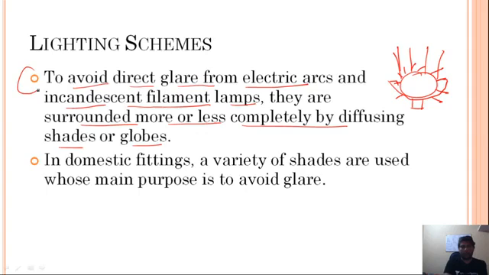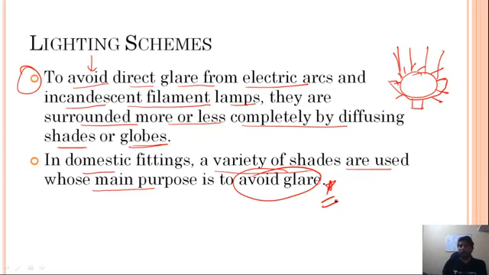So this is important. To avoid direct glare from the electric arc or incandescent filament lamp, they are surrounded more or less completely by diffusing shades and globes. In domestic fittings, a variety of shades are used, the main purpose being to avoid glare. Okay, so as you saw with our table lamp, we use a reflector over the light source, so the required amount of light comes directly to the working plane, our study table, rather than going in any direction.